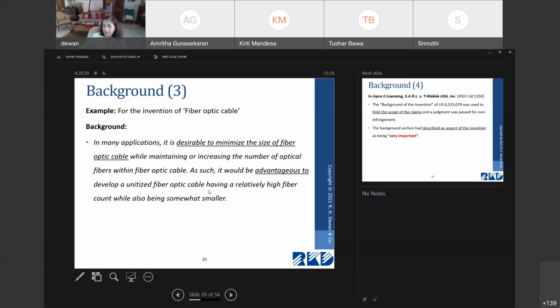what is the need? So this is what we have discussed, what is existing as a solution and what are the drawbacks, what are the problems of such products. And then this is a need statement, that there is a need to develop a unitized fiber optic cable which has high fiber count but is also a small one. We have still not talked about how we are doing it. Okay. So here, again in the background, we are not talking about the invention. We talk about the field, the problems, and the need for a further invention.